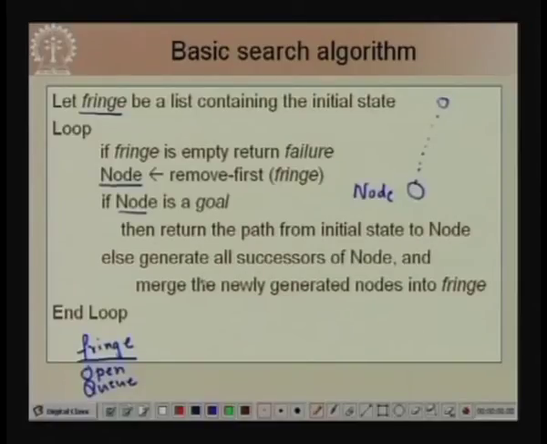Otherwise, it will generate all successors of node and incorporate those successors of node into fringe. The algorithm will put the newly generated successors into fringe. How these new nodes will be placed in fringe will depend on a particular algorithm. So, this is the basic search algorithm.